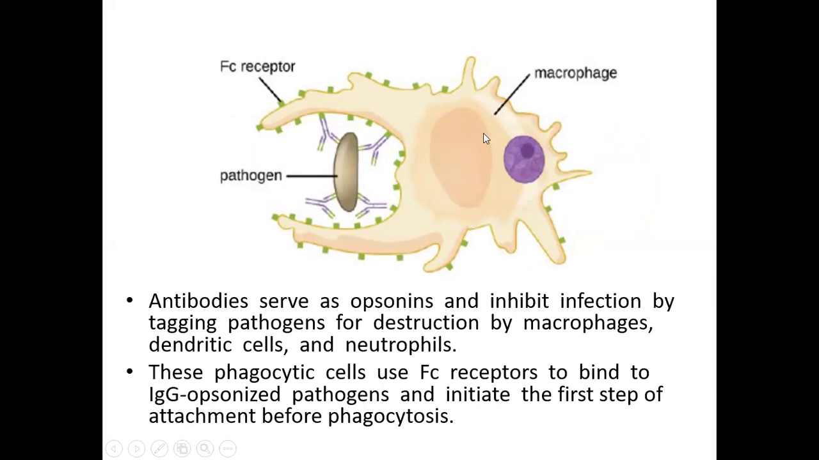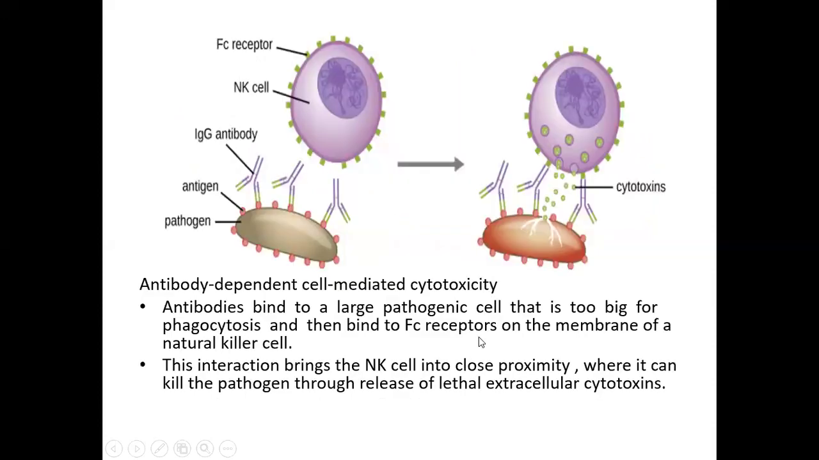Here about opsonization and also antibody-dependent cell-mediated cytotoxicity. Okay, antibodies bind to a large pathogenic cell that is too big for phagocytosis and then bind to the Fc receptor of the membrane of the natural killer cell. This interaction brings the natural killer cell into close proximity where it can kill the pathogen through release of lethal extracellular cytotoxins.